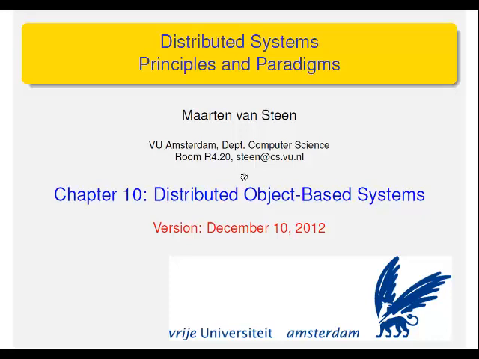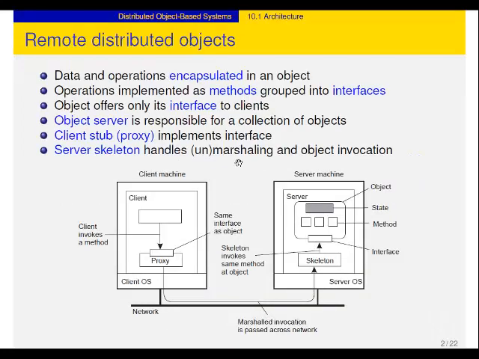Okay, I want to continue with distributed object-based systems. Relax, this is simple. At least I think it is. It shouldn't be too difficult. What I think is more difficult about this part is the terminology. It took me a long while to understand, for example, what an object server was doing. And I still think it's an unnecessarily nasty beast.